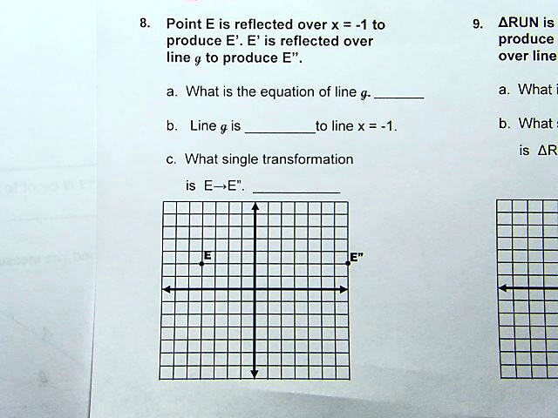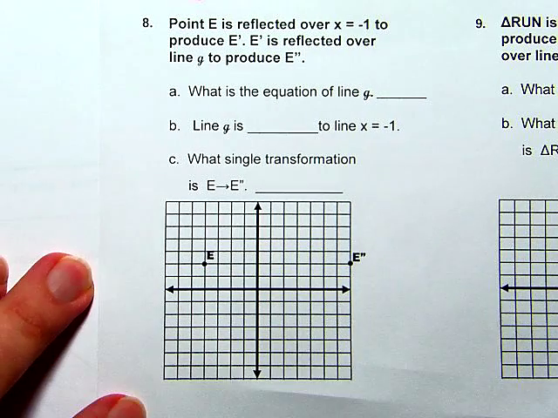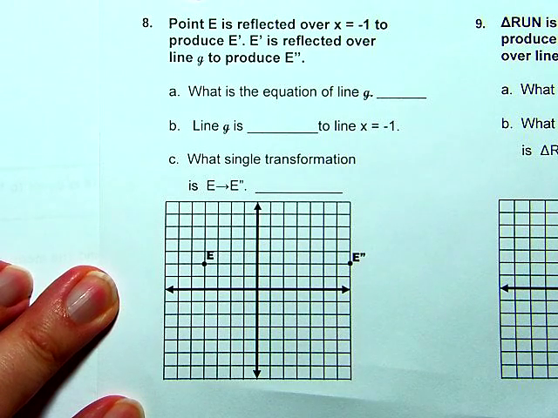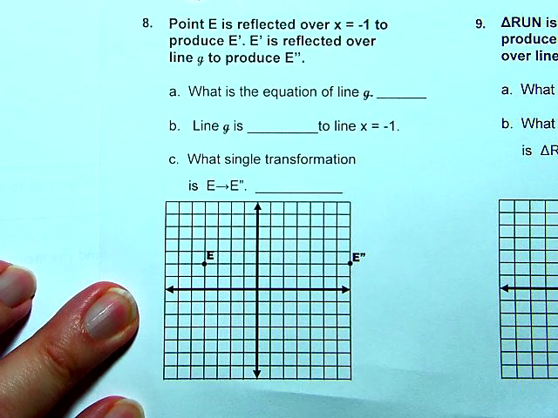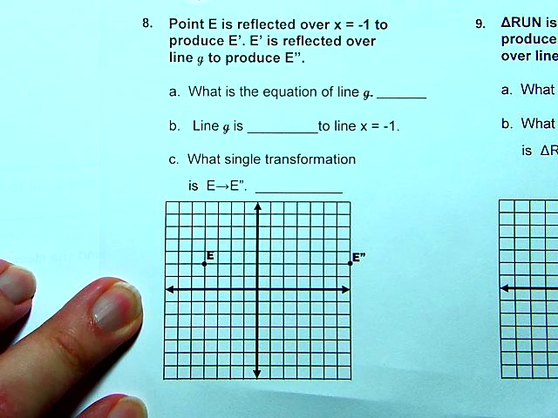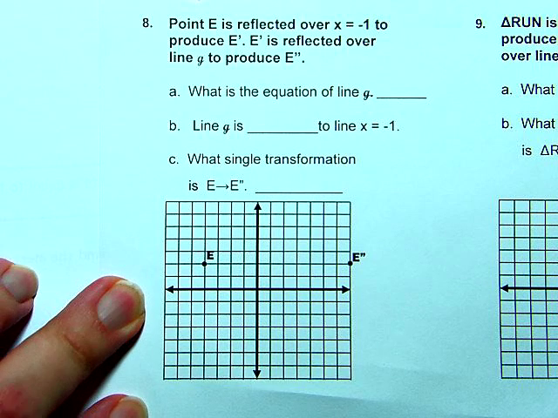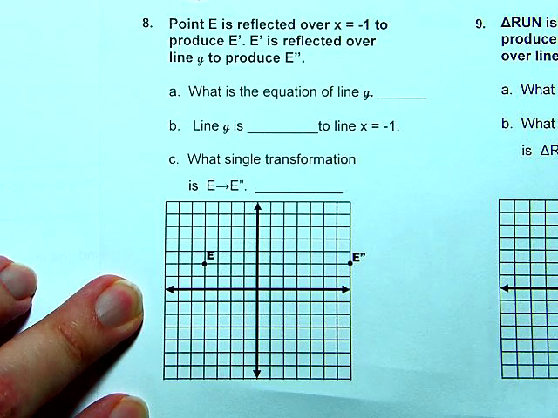So problems 8 and 9 are similar, except that we need to supply the equation of the line for the second reflection. But let's take a look at what we've got. We've got point E is reflected over x equals -1, the line x equals -1.